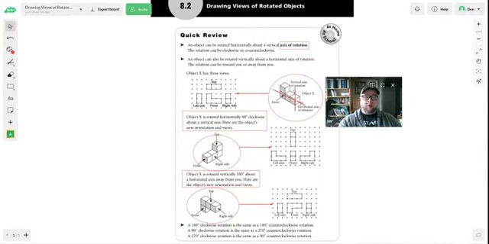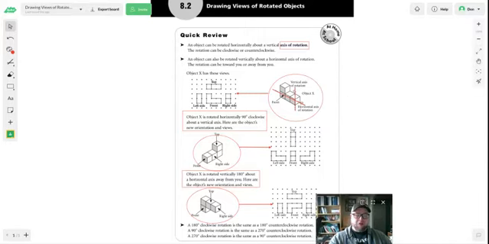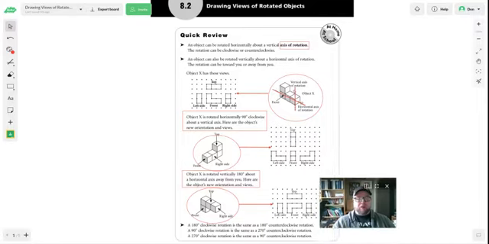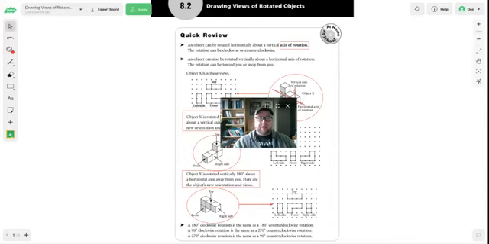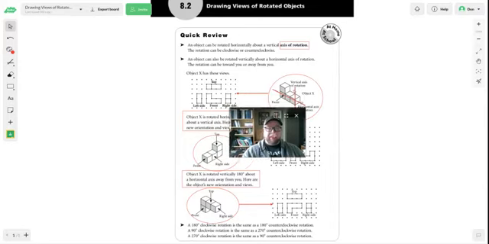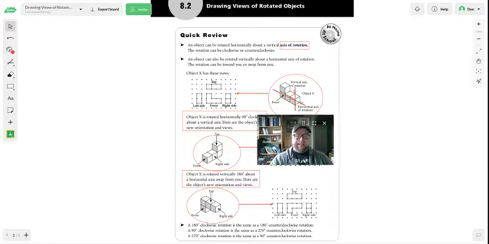Now, an important thing we need to understand, down here at the bottom, is that a 180 degrees clockwise rotation is the same as 180 degrees counterclockwise, as well as 90 degrees is the same as 270, and vice versa. 270 clockwise is the same as 90 degrees counterclockwise. So we need to pay attention to how the question is asking us to do that. In this little example here, we have object X.